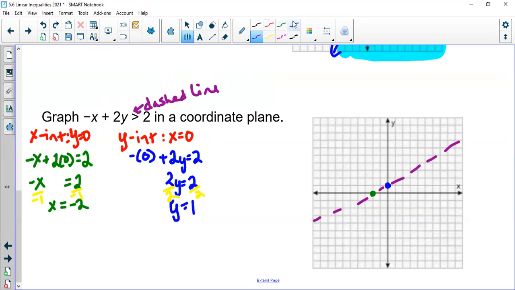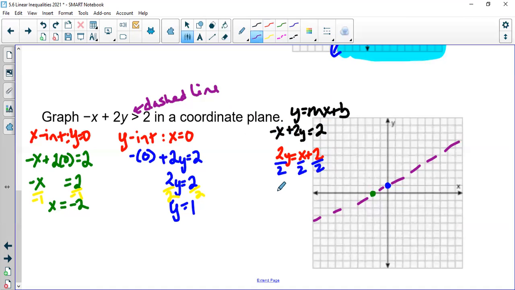Now, your other option is you could use slope-intercept form if you don't want to use your x and y intercepts that I showed here. In order to do that, we would have to move that x over by adding. So we would have x plus 2y, add x to move that over, and then we'd have to divide everything by 2.